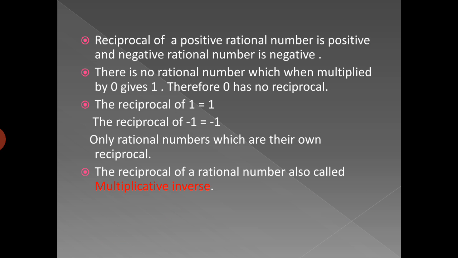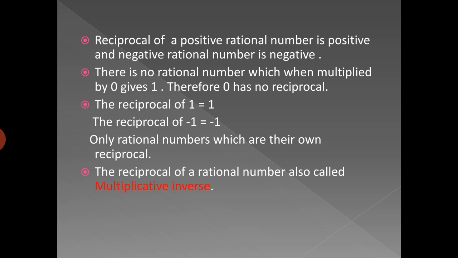The reciprocal of a positive rational number is always positive and of a negative rational number is always negative. So if we have 2 by 3, then its reciprocal is 3 by 2, positive. If we have minus 2 upon 3, then it is 3 upon minus 2. But we know that a negative sign is not kept in the denominator, so we multiply with minus 1 in numerator and denominator, so we get minus 3 upon 2.